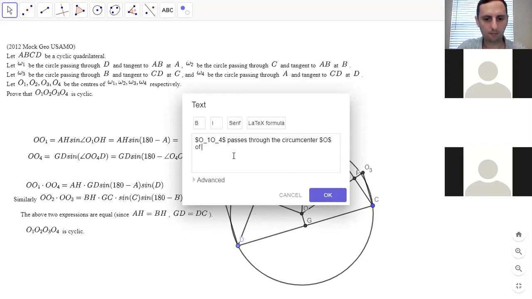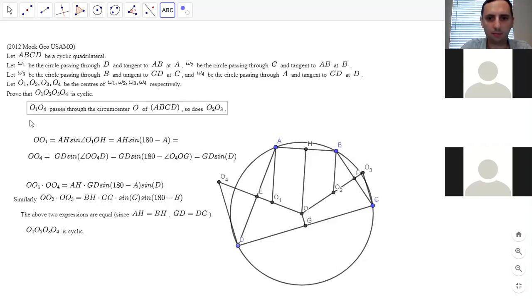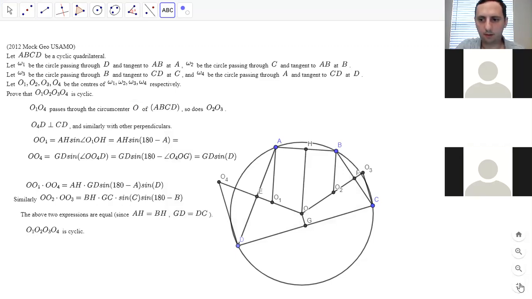of... I'll just say so does O2O3. And O for D is perpendicular to CD, and similarly with other perpendiculars. All right, sounds good. I like the solution. So yeah, not the hardest problem.